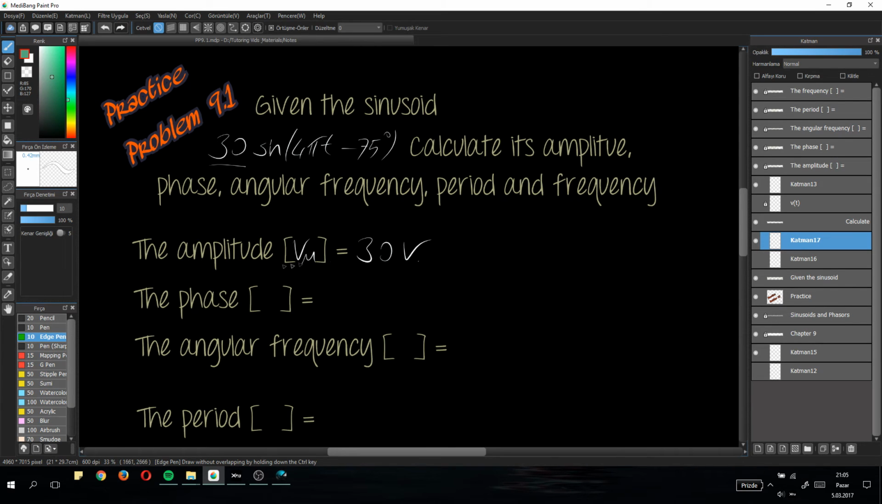Now let's find the phase. So it's time to find the phase. Don't let this minus sign scare you. It's just an angle. Phi equals minus 75 degrees. Let's find the angular frequency now. Angular frequency is the coefficient of the t. In this case it's 4 pi. And if you remember from the previous example, the notation for angular frequency is omega.